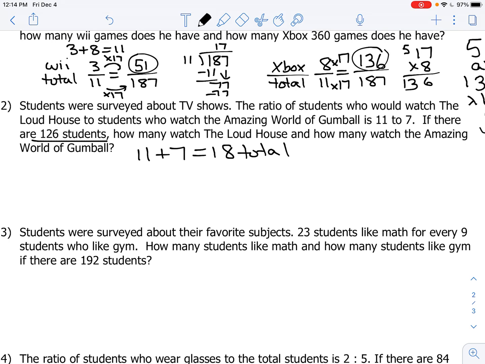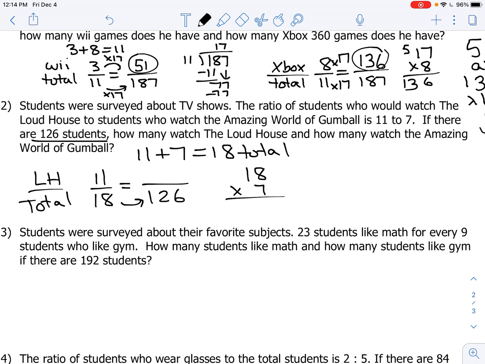So we're going to set up Loud House to total, and that would be 11 to 18. We want to know 18 times what is 126. I'm going to have to do some trial and error here. I know it's going to be under 10 because 10 times 18 is 180. Let's try times 7. So 8 times 7 is 56. 7 times 1 is 7, plus 5 is 12. So it looks like we're multiplying by 7, so I'm going to multiply the numerator by 7 as well. That gives us 77 students who watch The Loud House.